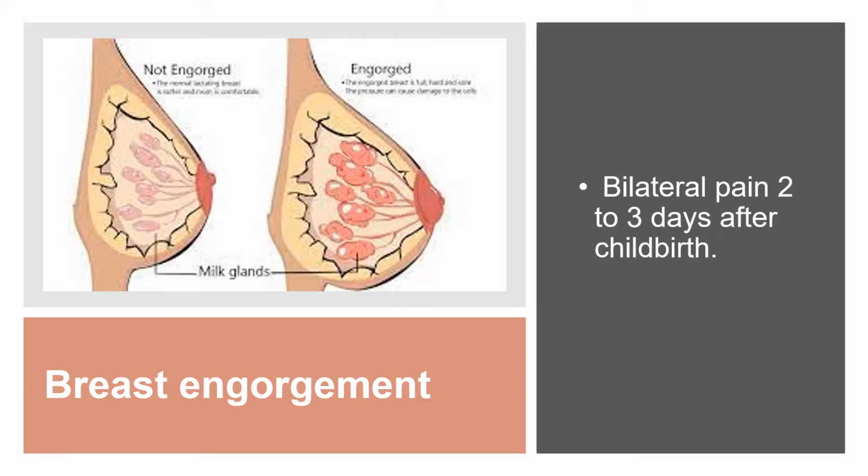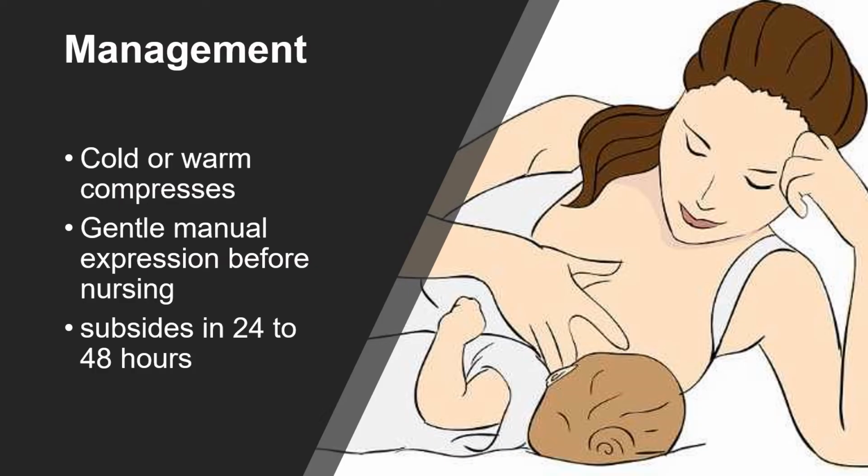Next breast condition is breast engorgement. The clinical features include bilateral pain 2 to 3 days after childbirth, with firm and painful breasts. For the management, we can do cold or warm compresses before nursing. We can do gentle manual expression, especially if the neonate cannot latch onto the overly distended breast, or after nursing to finish emptying the breast. Engorgement subsides in 24 to 48 hours.